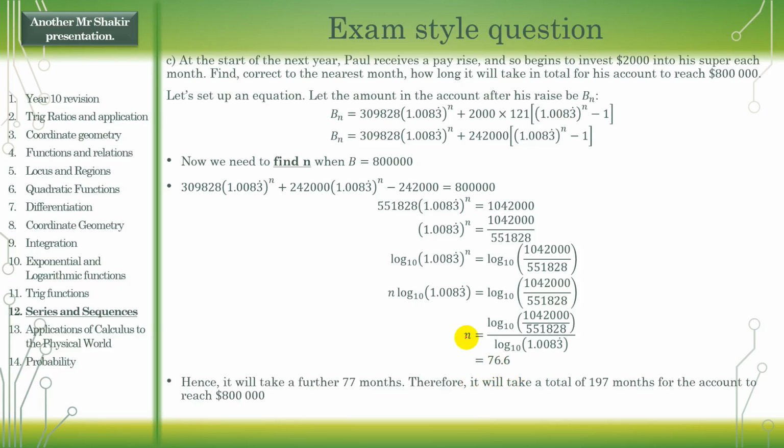Remember, we are dealing with months. We did convert everything to months, so don't think this is years. This is months. So it will take another 77 months or so. It'll take a total of 197 months for the account to reach $800,000, because it's the first 10 years plus from the 11th year onwards, which is what we did in this question. And you will get $800,000 in a total of 197 months, or a further 77 months.